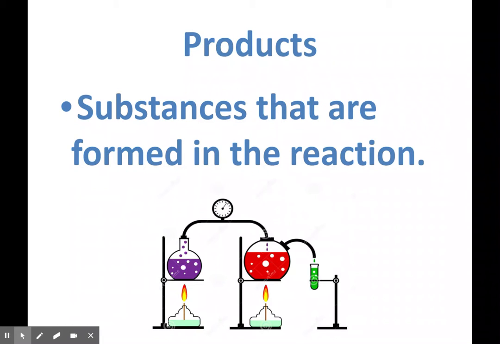Products are what are produced or what are made in your chemical reaction. So if your ingredients were maybe sugar, flour, water, you put all those things together and you might make a cake. So a cake would be your product.